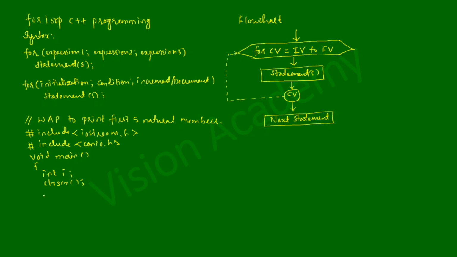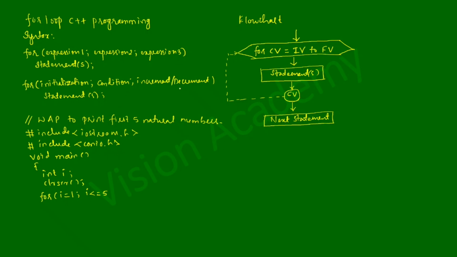Here we'll start writing for loop: for I is equal to 1, I'm going to write. Why? Because natural number starts from 1. So I want to print the first 5 natural numbers, that is 1, 2, 3, 4, 5. Now I'm going to write here I is less than or equal to 5. So this is the condition.